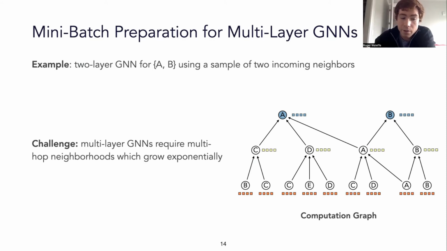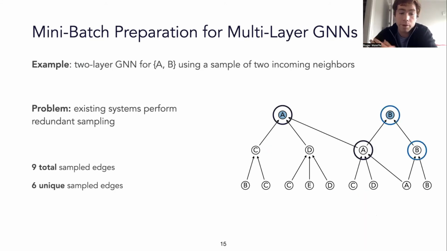And constructing these multi-hop neighborhoods is definitely not cheap, because doing so requires randomly sampling large quantities of nodes and edges from the graph. But one thing we noticed is that this problem is actually exacerbated in existing systems because they perform a lot of redundant single-hop sampling to construct these multi-hop neighborhoods. For example, existing systems like DGL sample neighbors for all unique nodes in the frontier at each sampling step.